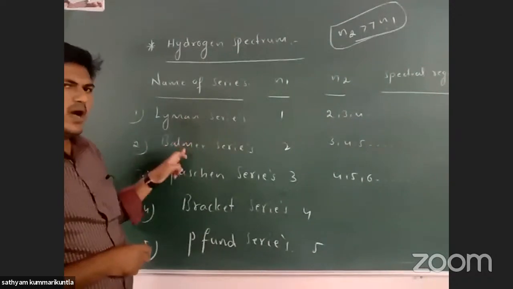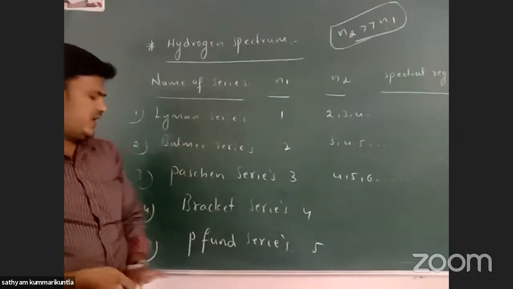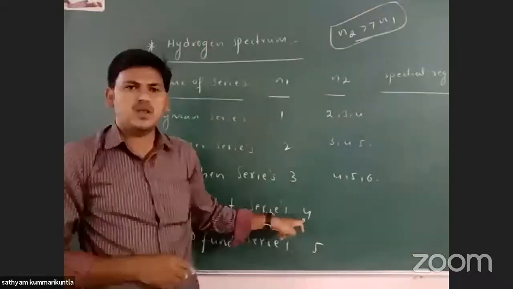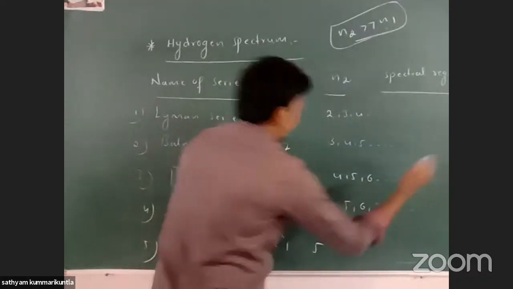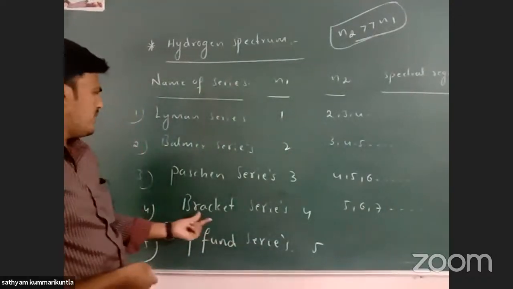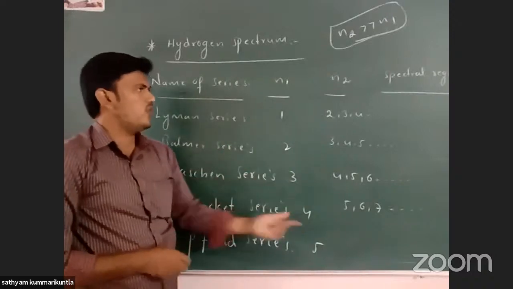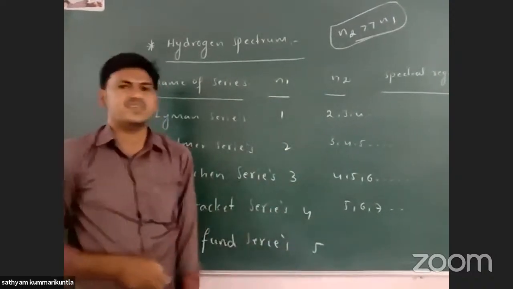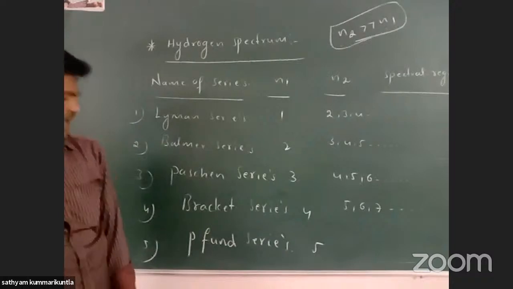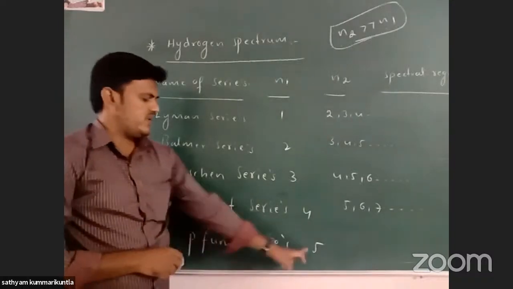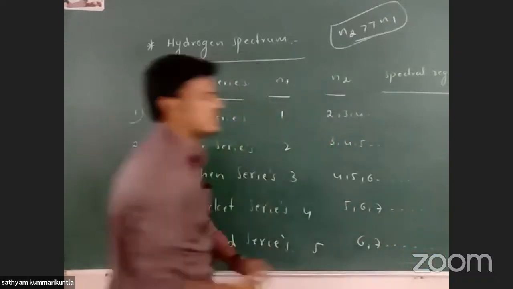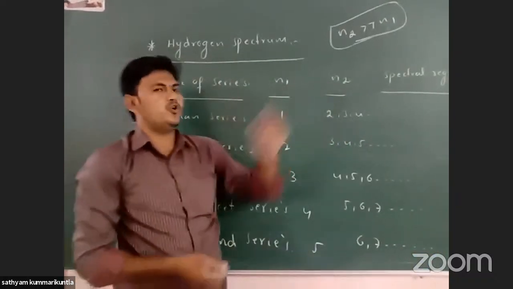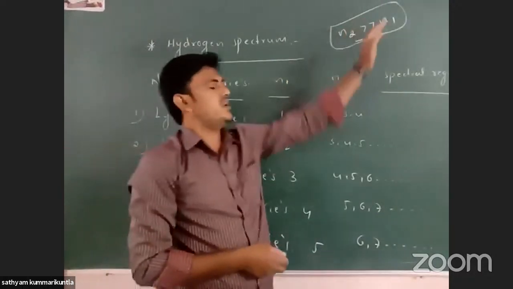So Lyman, Balmer, Paschen here. Next one, Brackett series. In Brackett series, N1 is equal to 4. So N2 value 5, 6, 7, etc. Next one, last one, Pfund series. N1 value 5, N2 value 6, 7, etc. Okay, so these are N1 and N2 values. N2 is always greater than that of N1.